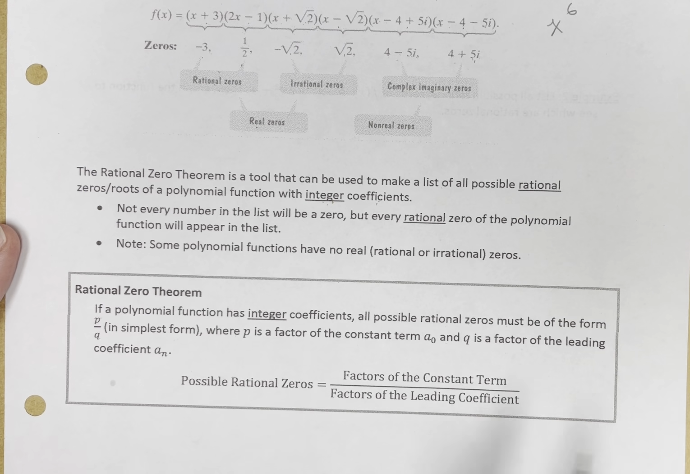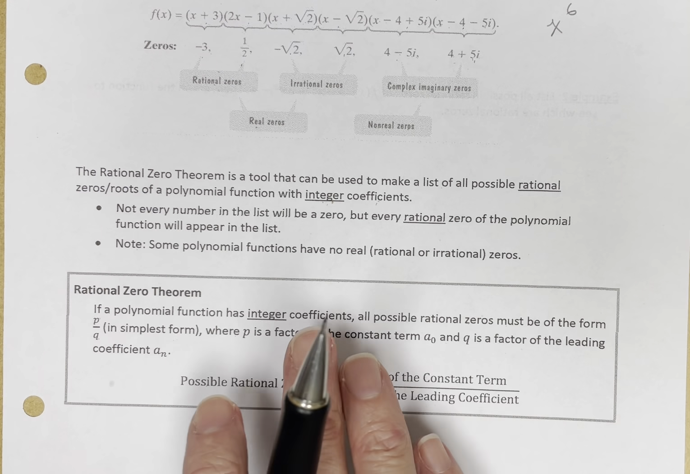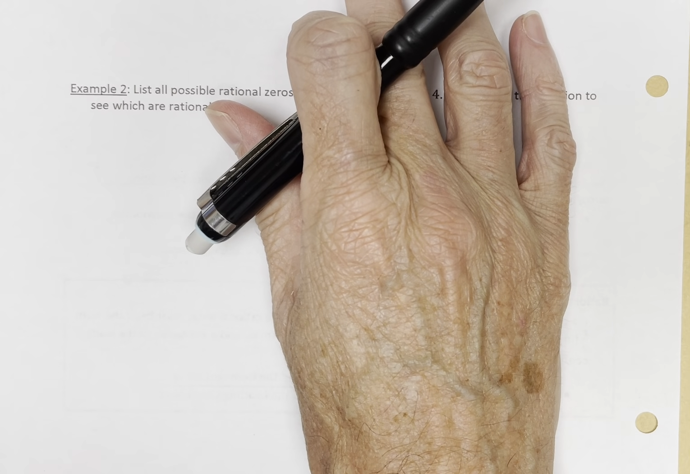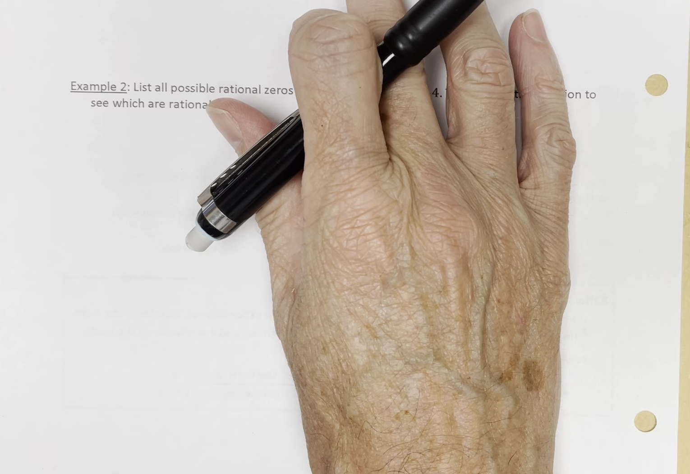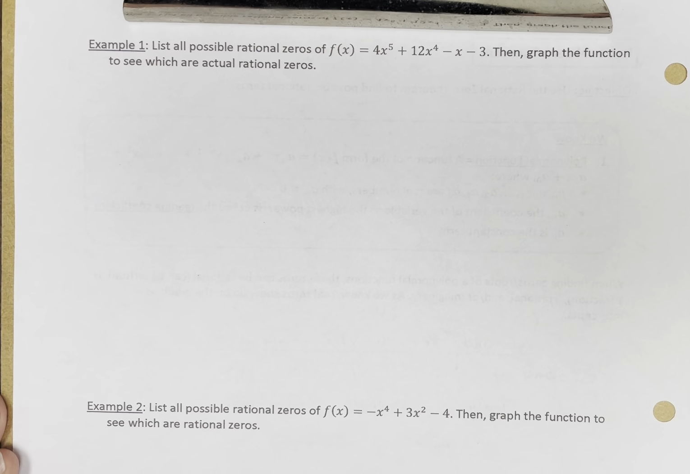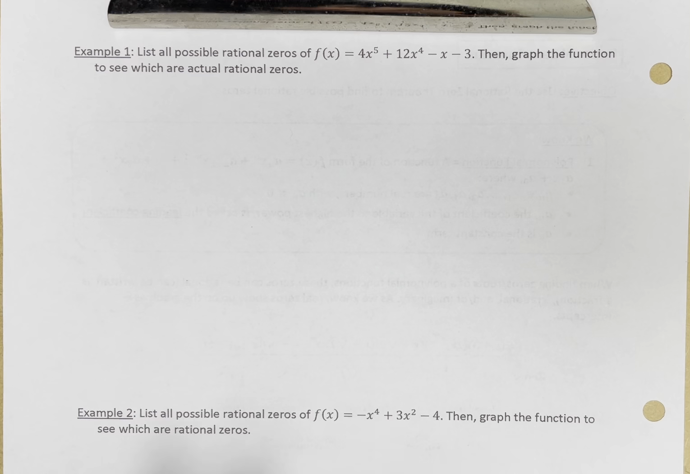So simply put, all possible rational zeros are equivalent to the factors of the constant term divided by the factors of the leading coefficient. So if it has any rational zeros, this is how we'll find them. Let's do a couple of examples because even to me, that's a bit confusing in words only. Okay, so let's take a look. Let me get my papers together.